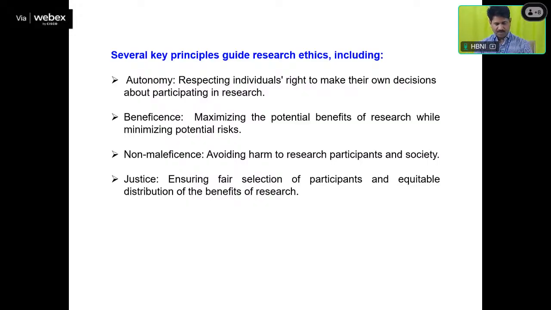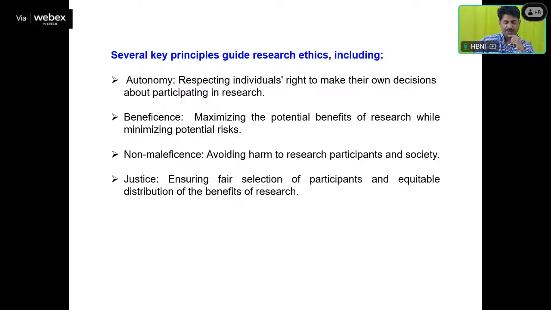So this is non-maleficence. And the last one is justice during the research work. Justice is ensuring fair selection of participants and equitable distribution of the benefits of research.